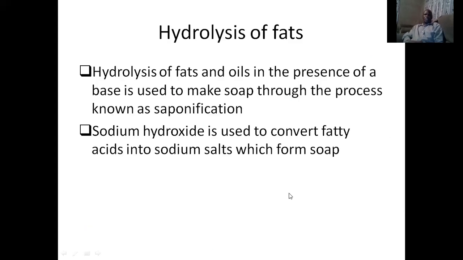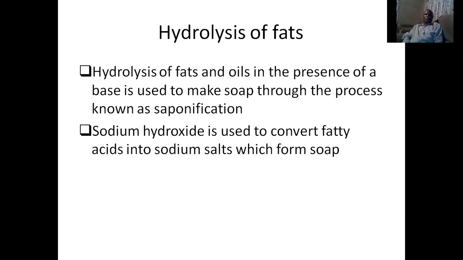And this is what is known as hydrolysis. So during the hydrolysis of fats, the fats and the oils in the presence of a base are used to make soap through the process known as saponification. The hydrolysis process itself means going back to form fatty acids as well as glycerol by adding water. Okay.